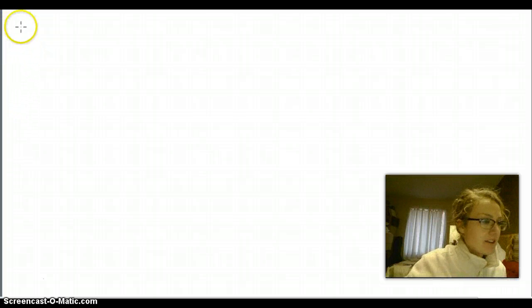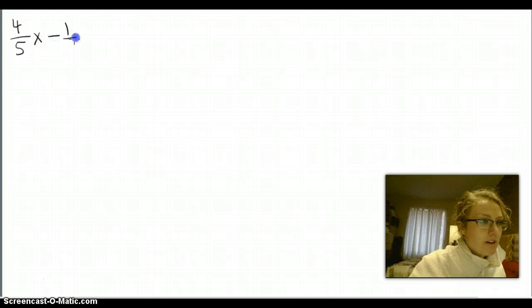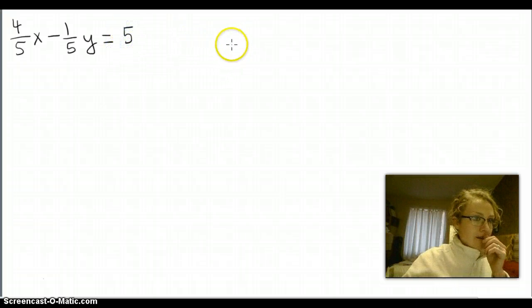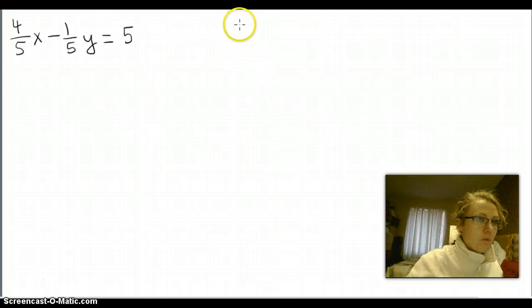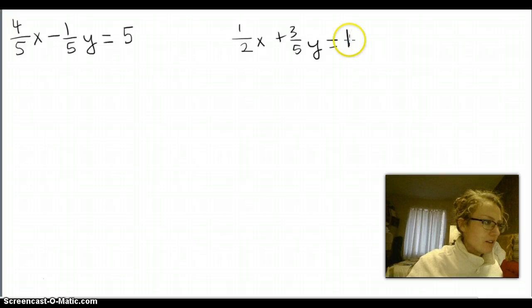Okay, we are going to take a look at a system of equations with fractions in it, and we're going to solve by method of substitution. So let's get the problems on here. We have 4/5 x minus 1/5 y is equal to 5. And the other equation that I have is 1/2 x plus 3/5 y equals 14, I believe.